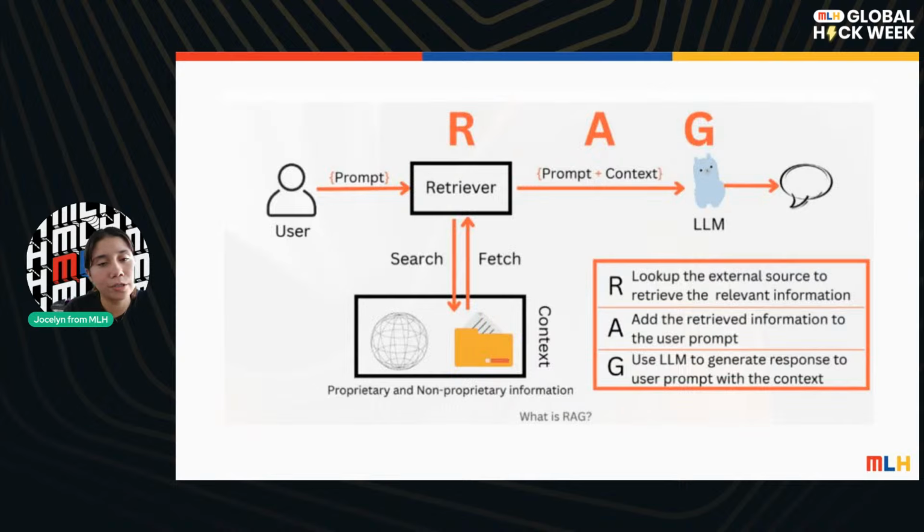So we have the user and then we have the prompt, right? The user is going to make a prompt. Then we're going to do the R, which is going to retrieve information from our context. Then we're going to augment that, so we're going to join the prompt plus the context that we just fetched. And we're going to input that into our LLM. And the LLM is going to produce a response for us using that context that was previously provided by the database, the vector database that we're going to be using.